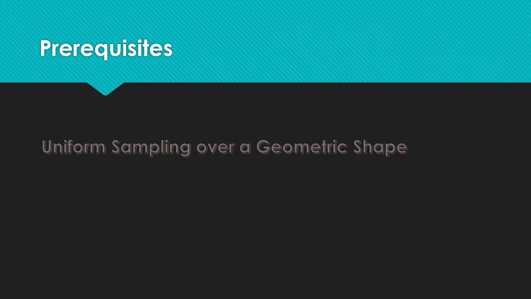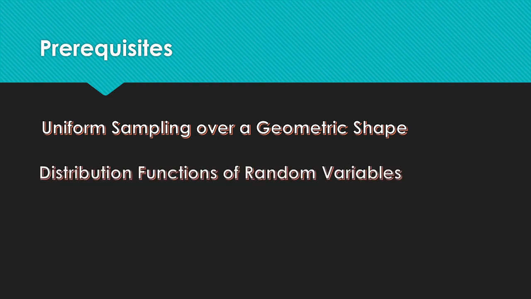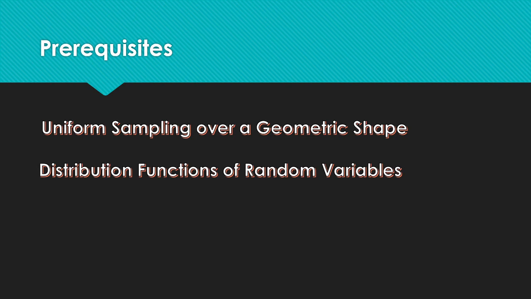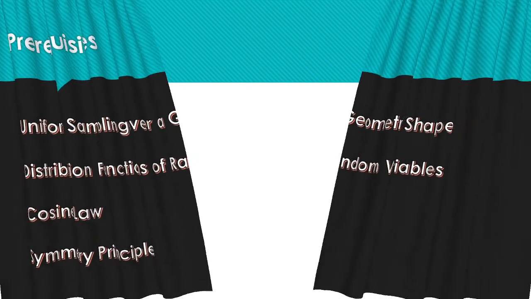So let's discuss the prerequisites for this problem. We need to understand what we mean by uniform sampling over a geometric shape, and we need to know how to calculate the distribution function of a random variable. We need to know the cosine law of trigonometry, and we need to know the symmetry principle. This is one of my favorite principles of mathematics and chance. So yeah, nice bit of animation over here. So let's go to the problem.